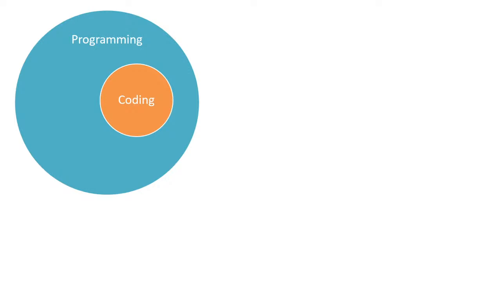Coding and programming are different, but they are interrelated. The relation is that coding is a part of programming, as you can see here. I think all of you can see the Venn diagram here. Yes, we can see. Okay, thank you. Programming is a superset, and coding is one part of it. And how are they different?